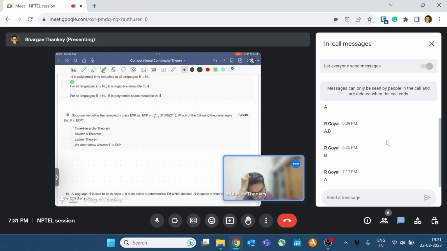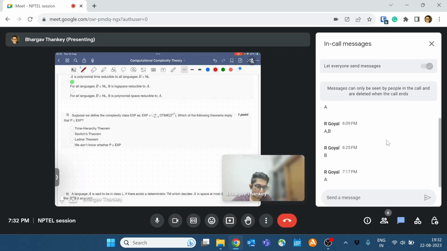The next problem is, suppose we define the complexity class EXP as follows. EXP is the union from k equals 1 to infinity of DTIME 2 to the n to the k. And which of the following theorems implies that P is strictly contained in EXP? In case this is not clearly visible, this is strictly contained. The options are time hierarchy theorem, Savage's theorem, Ladner's theorem, and we don't know whether P is strictly contained in EXP. So which of these is correct?